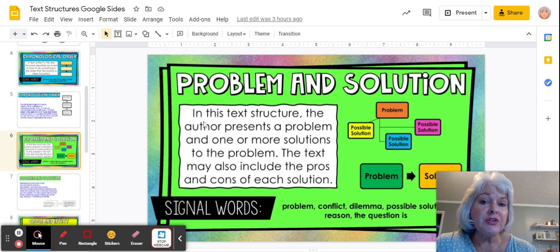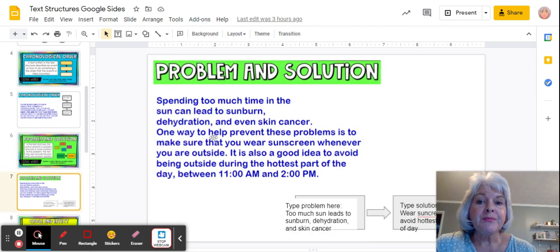With problem and solution, in this text structure, the author presents a problem and one or more solutions to the problem. The text may also include the pros and cons of each solution. So you say, here's the problem, the conflict, the dilemma, the possible solutions, the reason, and the question is.